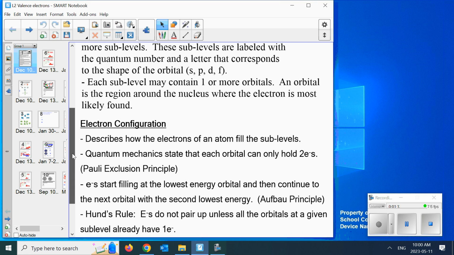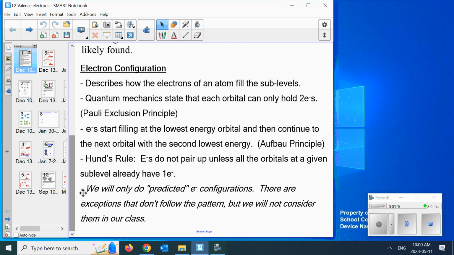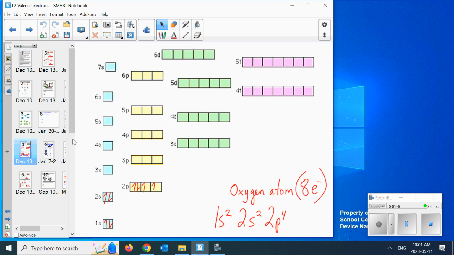When we were filling in the electron configuration diagrams, we have 3 rules that we use. I don't need you to know them by name, but the Pauli exclusion principle is that an orbital can only have 2 electrons. Then the Aufbau principle is that you start with the lowest energy and work your way up. Hund's rule is don't pair them up unless each sublevel with equivalent energy orbitals have one in first. I have said don't Google these things because I'm doing the predicted ones and they may be different than the actual ones.